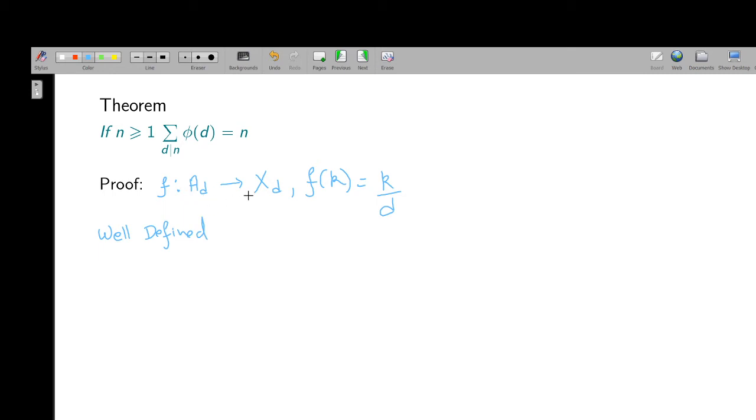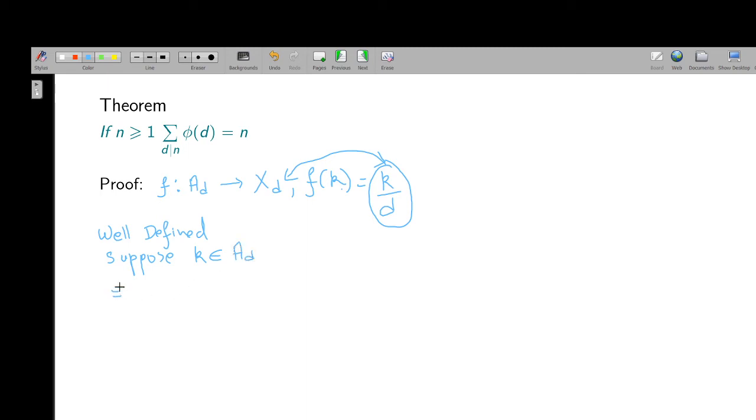So what is the meaning of this function is well defined? Here, there is no proper problem in the notation, but I better know that this k by d lies inside Xd. Okay, so that's what I mean by saying that this is well defined. So what I need to basically show is, if k is in Ad, then k by d is in Xd. So suppose k is in Ad.